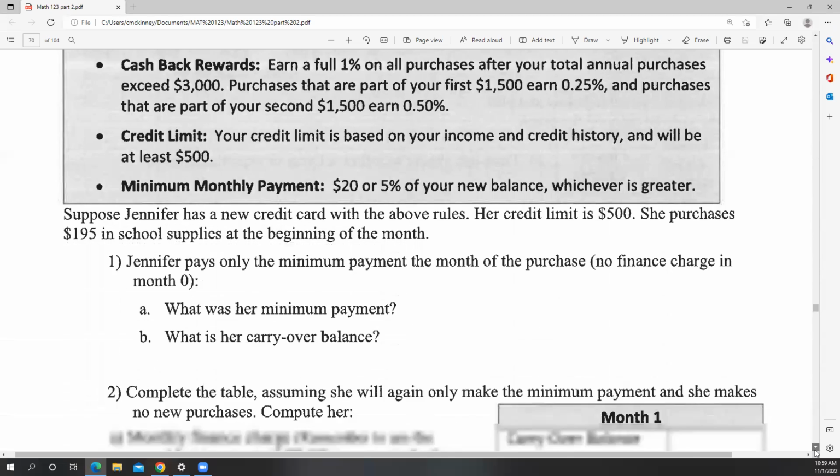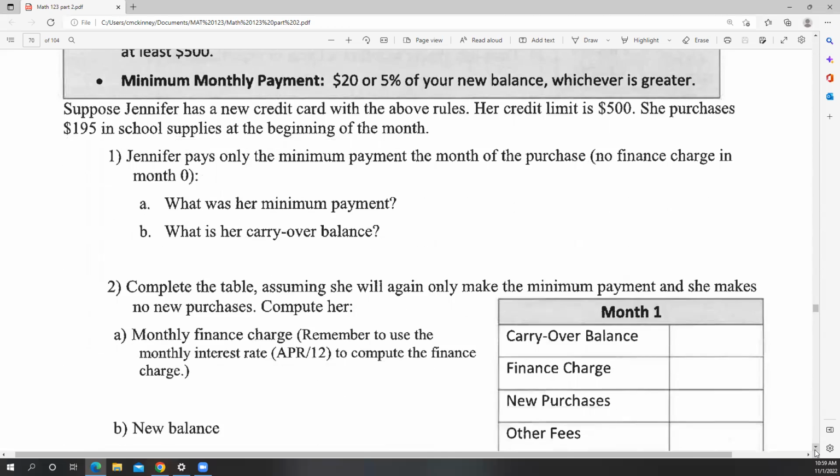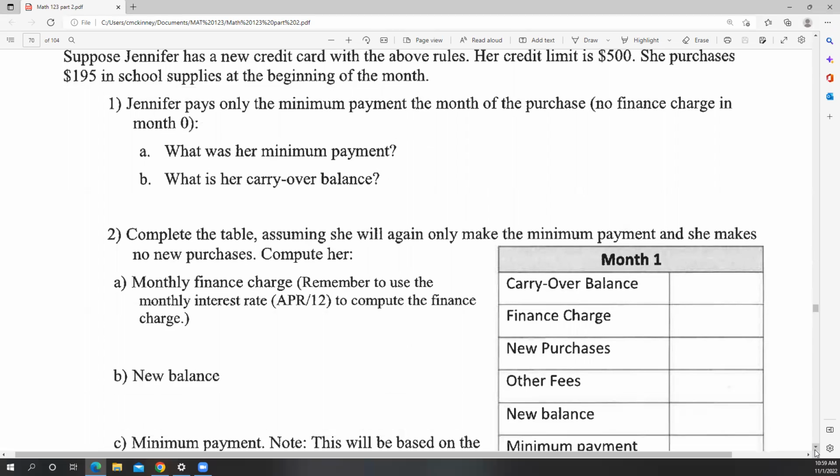So Jennifer has a new credit card, and those are the rules in the gray box. Her credit limit is $500. She decides she's going to purchase some school supplies at the beginning of the month, and she is going to pay only the minimum payment the month of the purchase. So there's no finance charge that month because she had a starting balance of 0. So what would her minimum payment be? Looking at the gray box, it says $20 or 5% of her balance. So what is 5% of her balance?